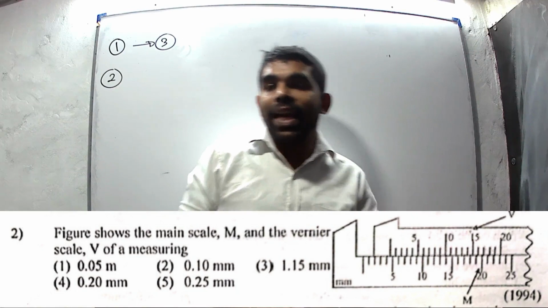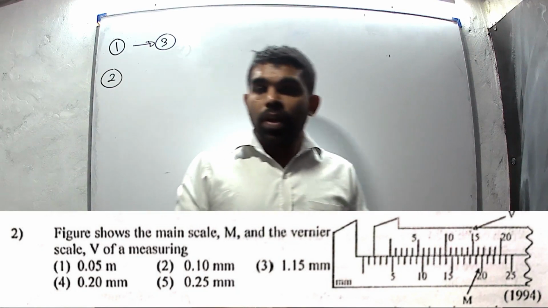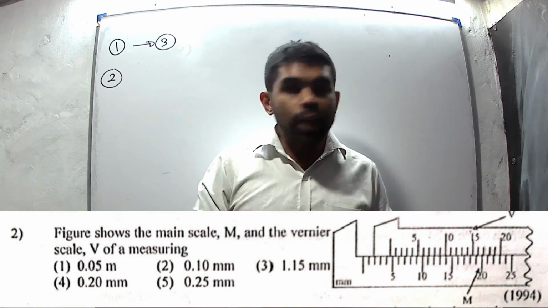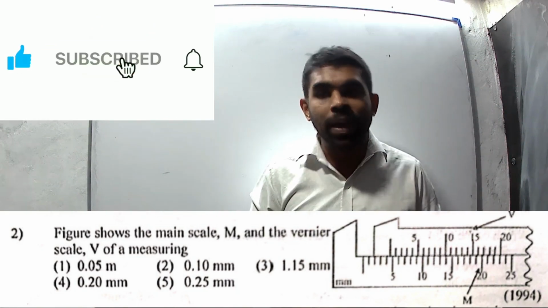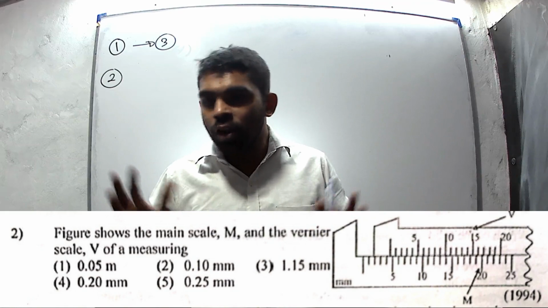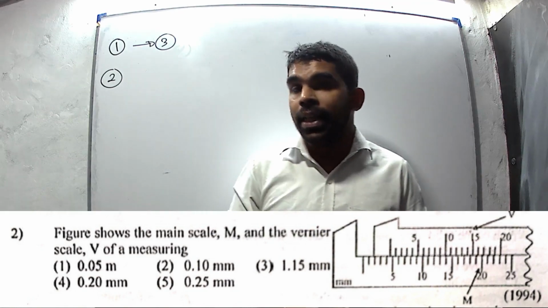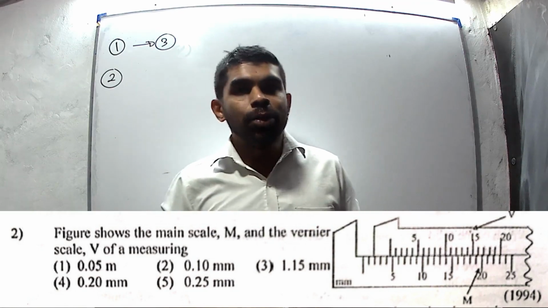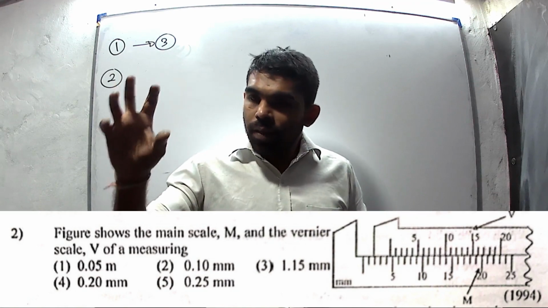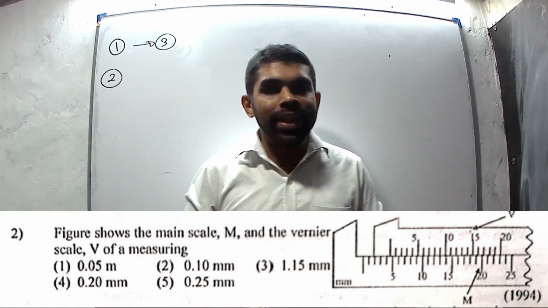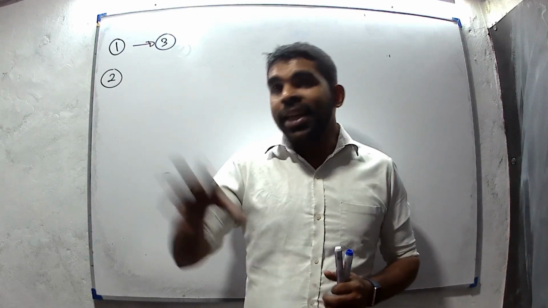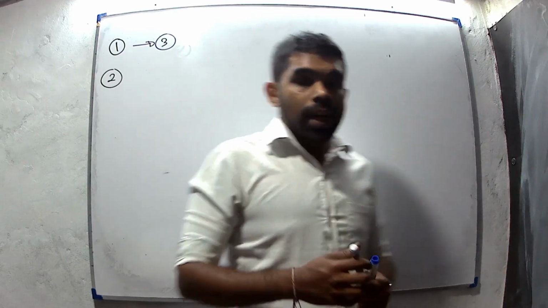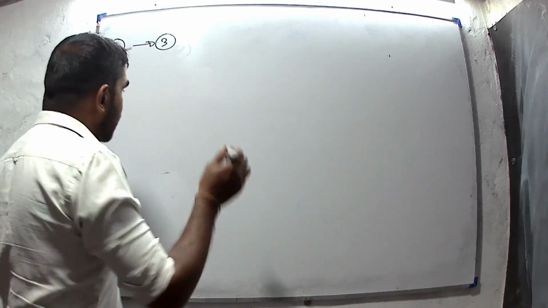Question number 2. The figure shows the main scale M and vernier scale V of a measuring instrument. We have to find the least count of the instrument. The question is not completed in the PDF, but you have to understand we have to find the least count of the instrument, and there is a problem related to the given figure. The figure should be like this.